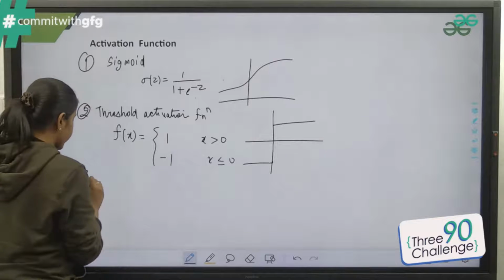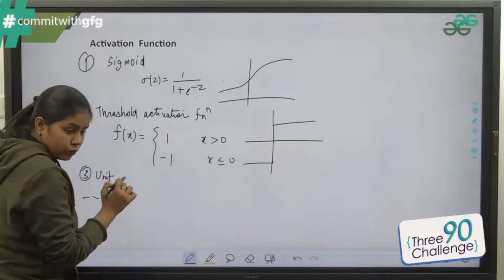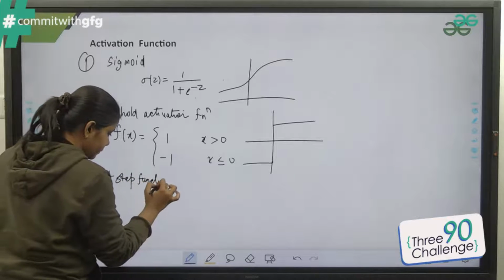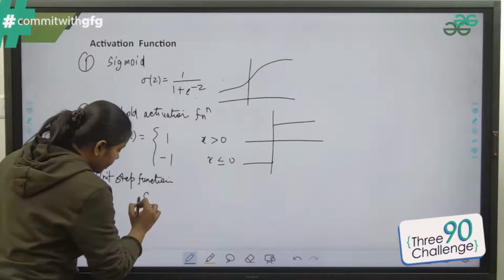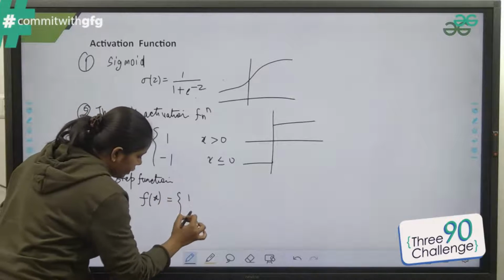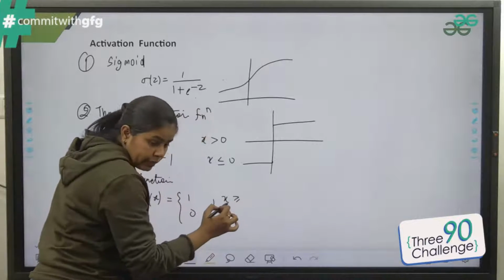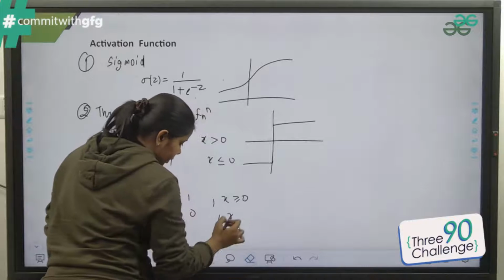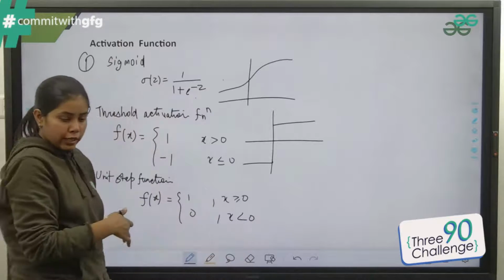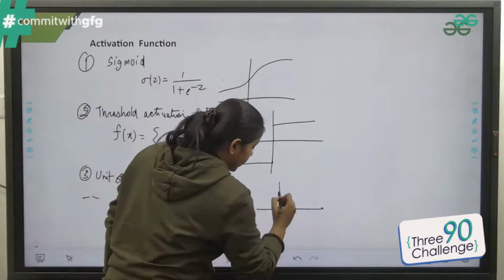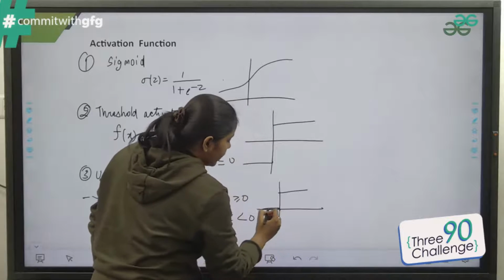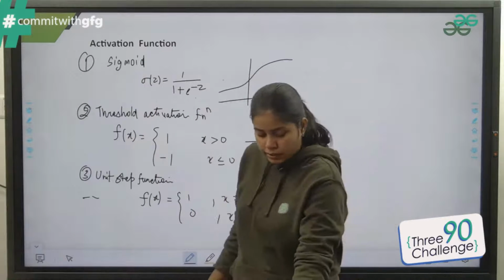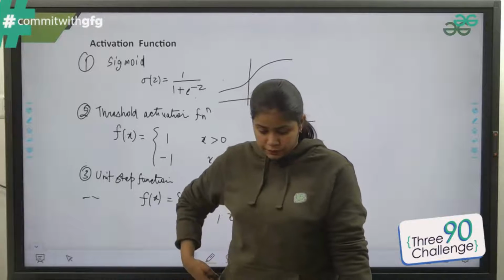Next activation function we have is the unit step function. It leads to either 1 or 0. If x is greater than or equal to 0, it gives me 1, and if x is less than 0, it gives me 0. So for a negative value it takes 0, and for a positive value it takes 1. These are three types. Any other activation function?